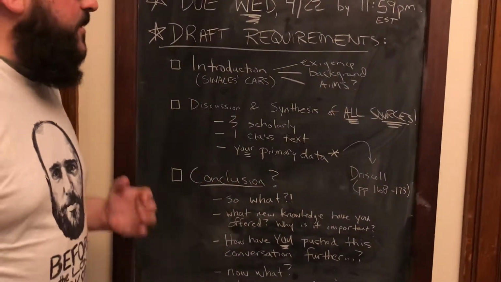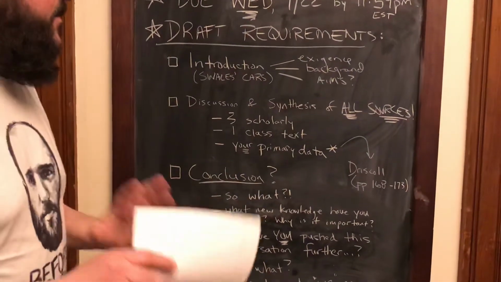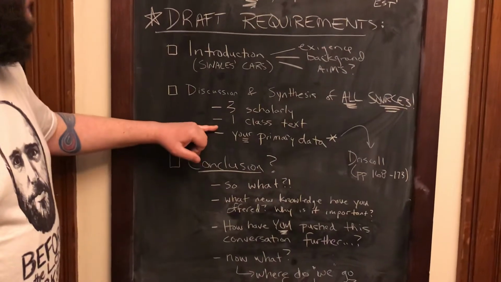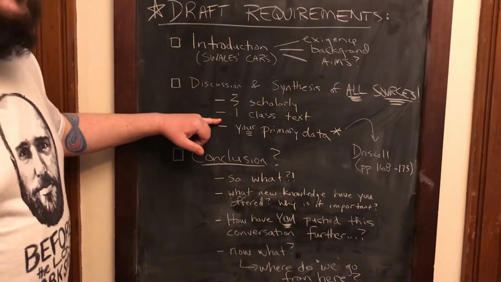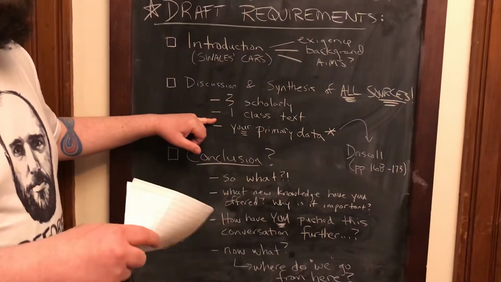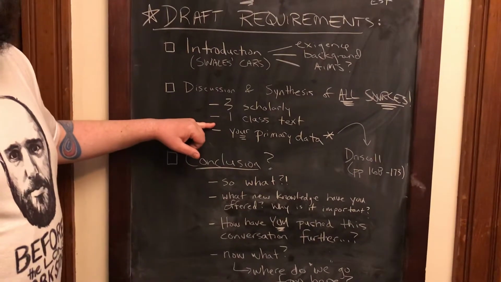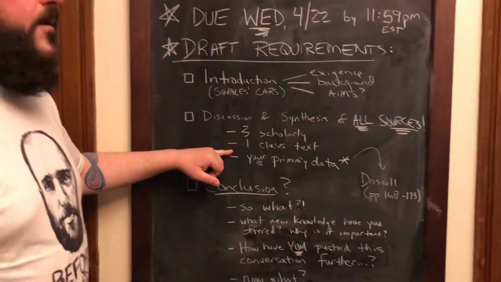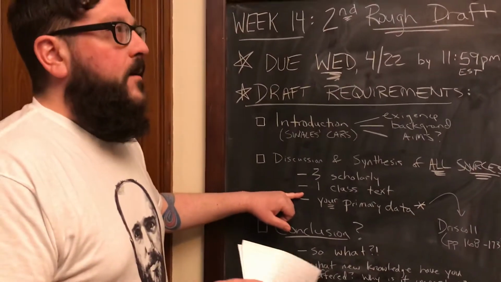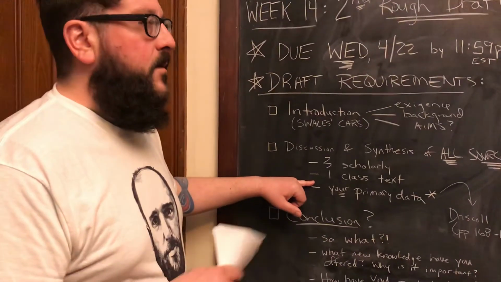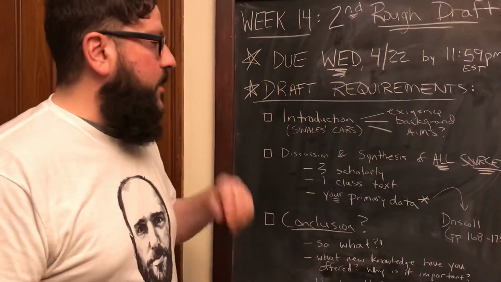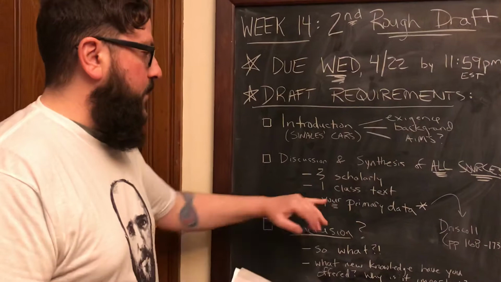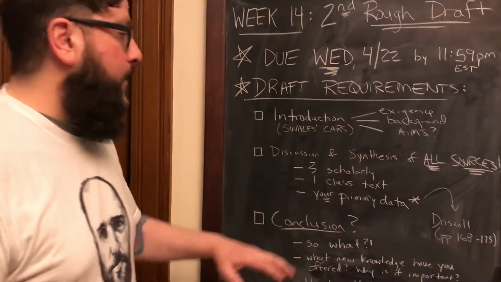Now it comes to a discussion and synthesis of all of your sources. This draft needs to discuss, at the very minimum, three scholarly sources and one class text, something that we read or watched and talked about as a class this semester. That goes for anything in the article archive, any video that we watched, any text that we consumed and discussed. So that's four written sources, or this could be a TED Talk.